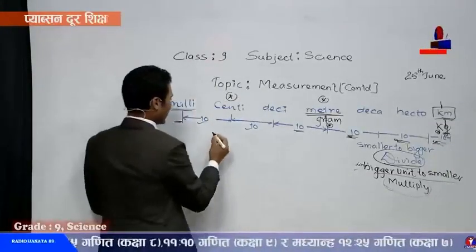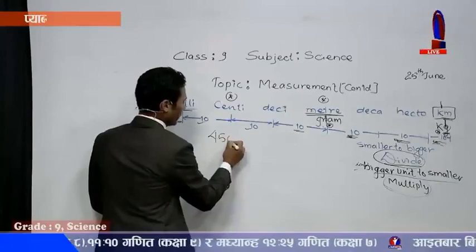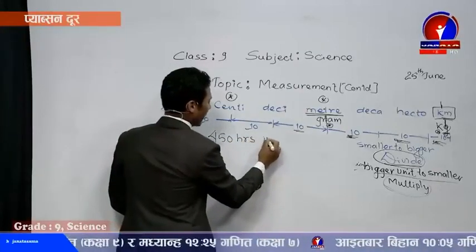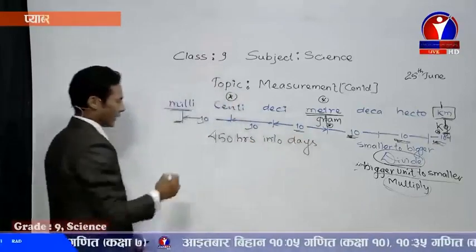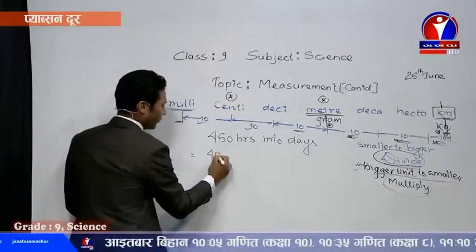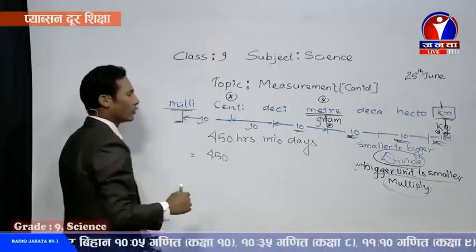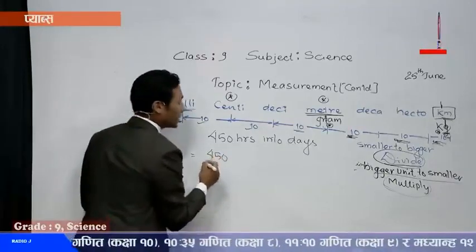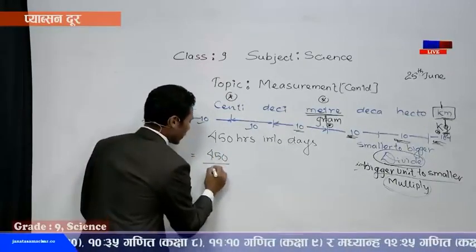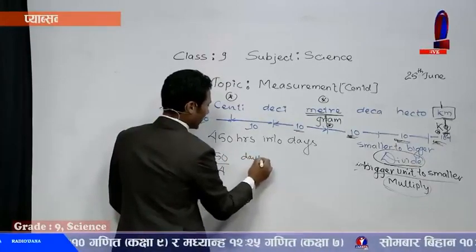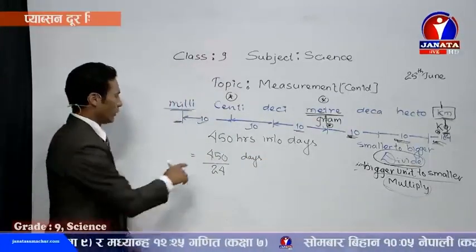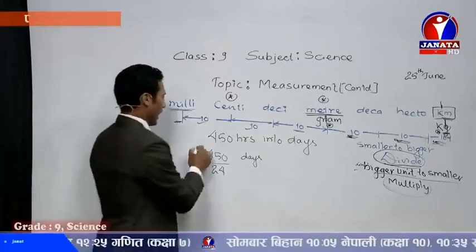So 450 hours are there that we want to change into days, let's say. To change hours into days, we have to divide by 24, right? So if you divide by 24, then this will change into the days. So simplify this, you will get the answer.